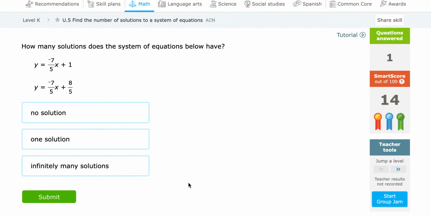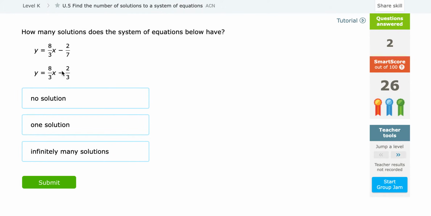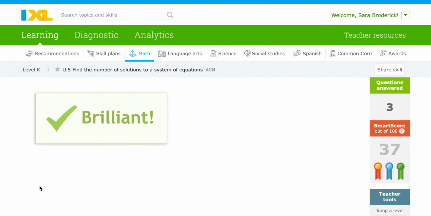Okay, let's look at another one. Here, the same situation is true. They have the same slope. They have different y-intercepts. They will run parallel and have no solution. Okay, again, the same slope, different y-intercept, right? Tricky here because the y-intercepts look similar, but this is a 7, this is a 3. This is, again, no solution.